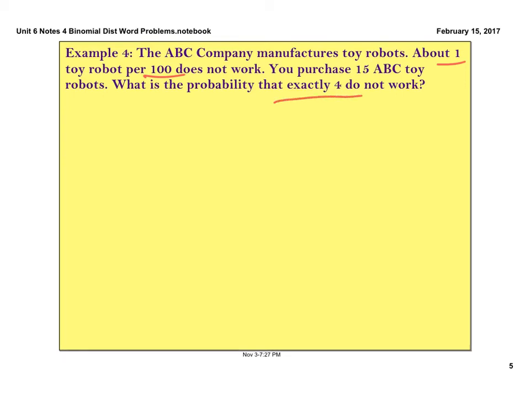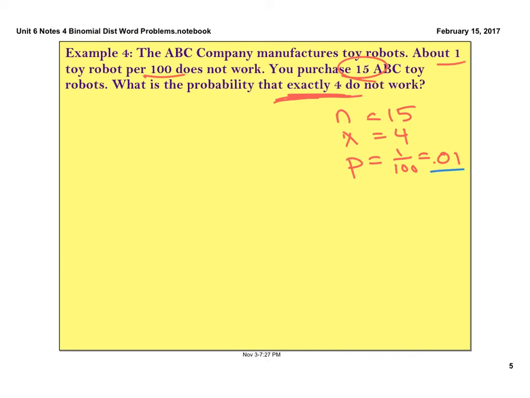All right, so a couple of things are really easy to see here. I can see that my N is going to equal 15 because I'm purchasing 15 toy robots. I can also see that my X is going to equal 4. The probability is one that you kind of have to figure out on your own. You're told that 1 out of 100 do not work. So write that out as a fraction and turn that into a decimal to get into the right column on your chart. So 1 out of 100 is going to be the same thing as 0.01.